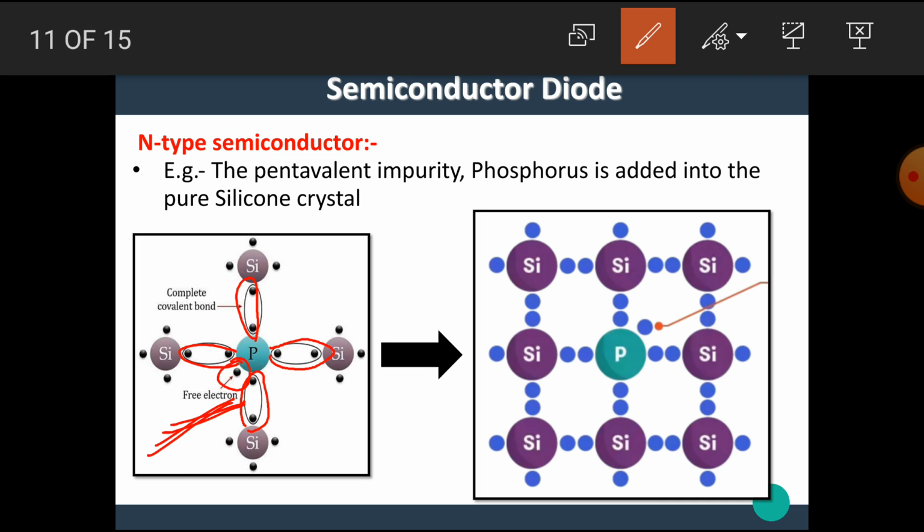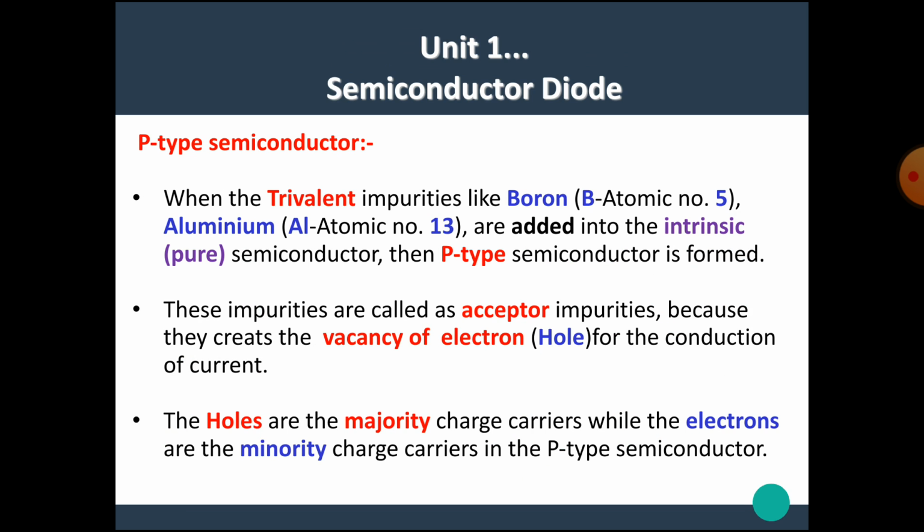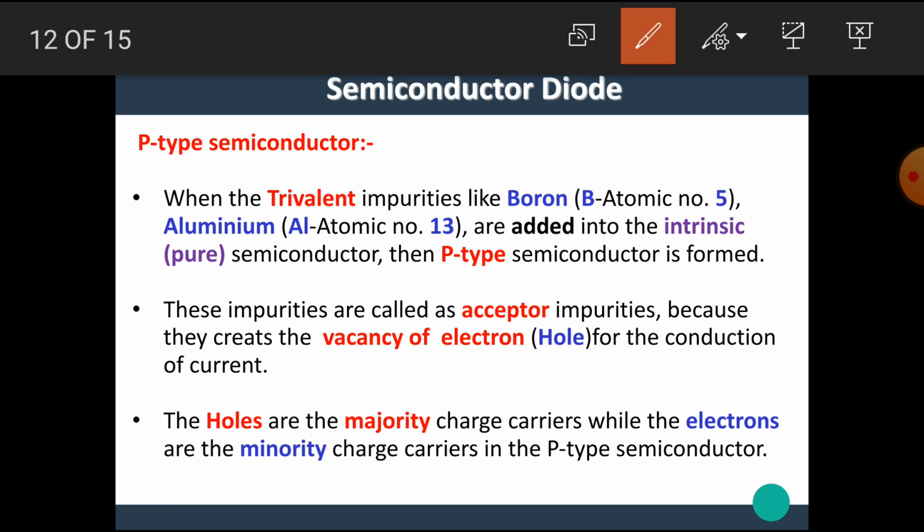Here a similar diagram is shown. The phosphorus atom made covalent bonds with the neighboring 4 silicon atoms, and the 1 electron remains as it is, which is responsible for the flow of current. I hope you all understand the concept of n-type semiconductor material. Now let's see what is meant by the p-type semiconductor material.